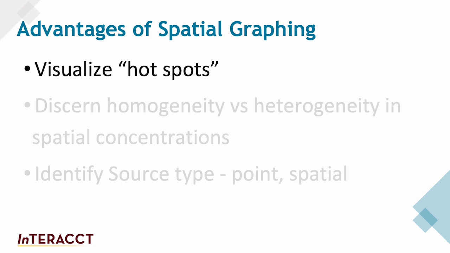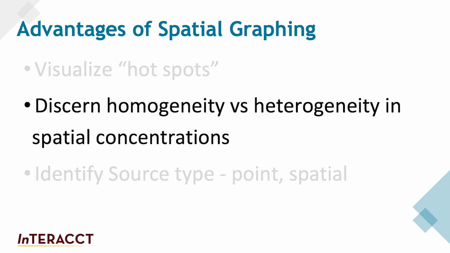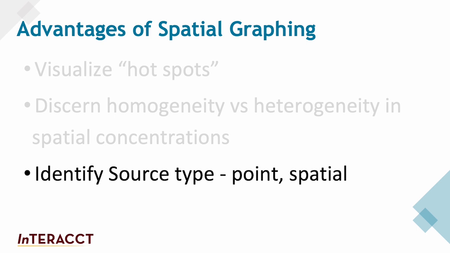Likewise, you can visualize hotspots of contaminants coming from a source and any other related sources of contaminants. These plots can also display areas where contaminant concentrations are distributed homogeneously or are widely varying across a space. And lastly, spatial graphing can help identify sources of contaminants because of the high concentrations that result in certain areas from a point source or a spatially derived source.